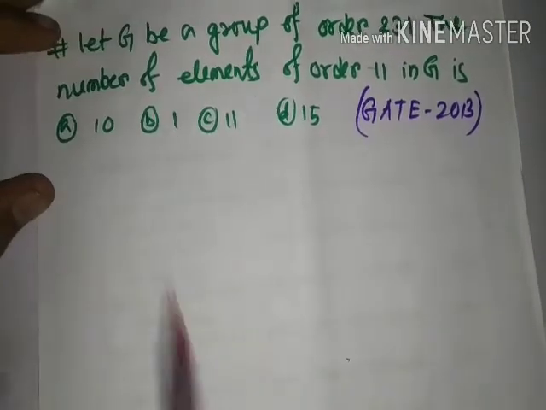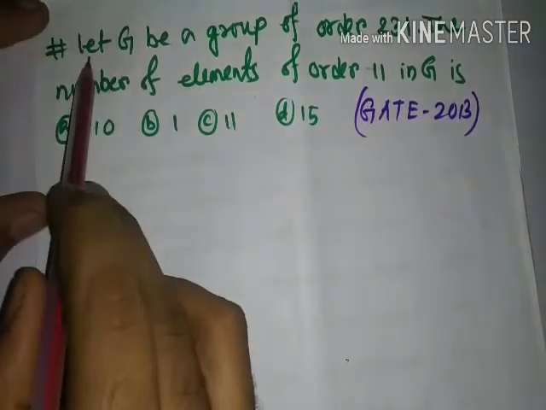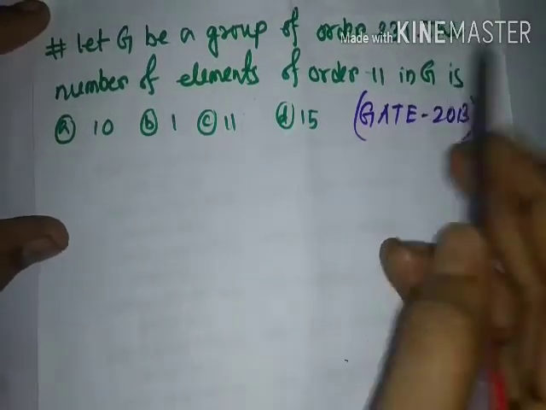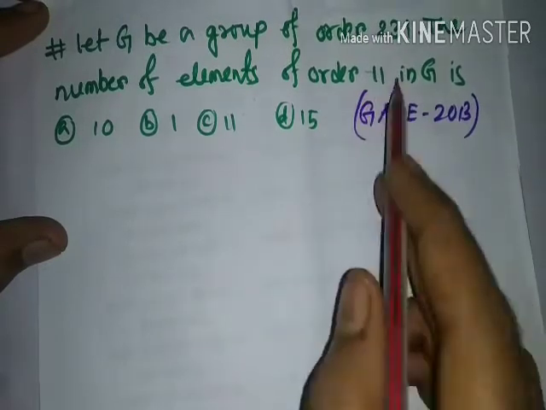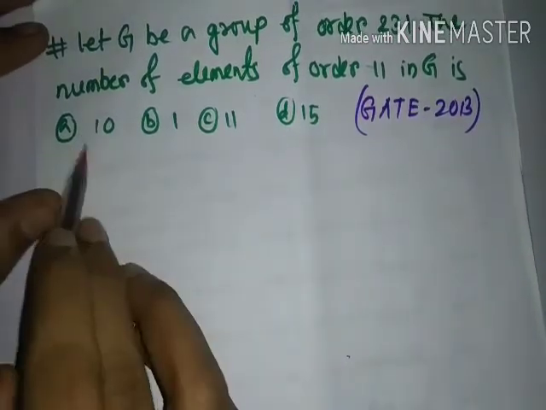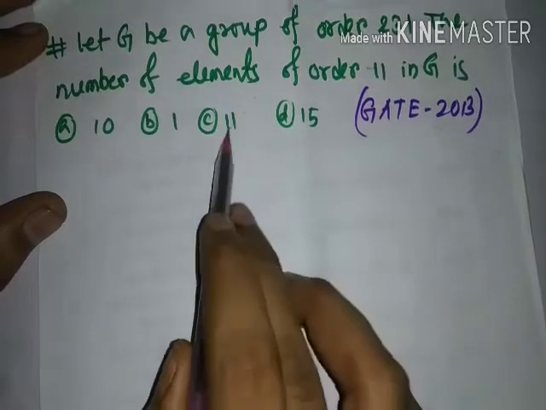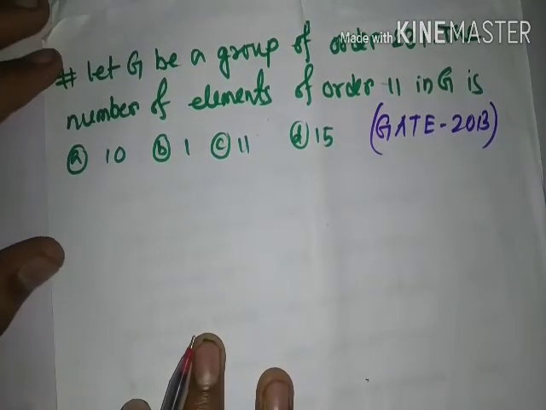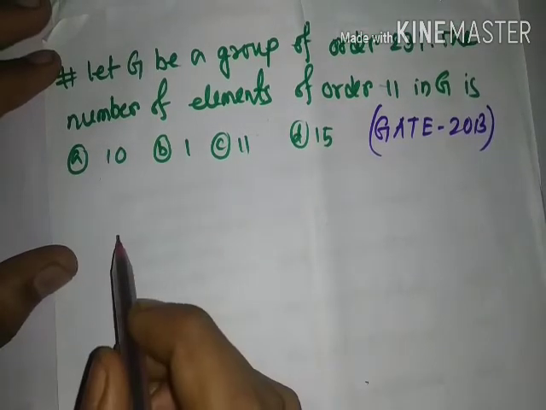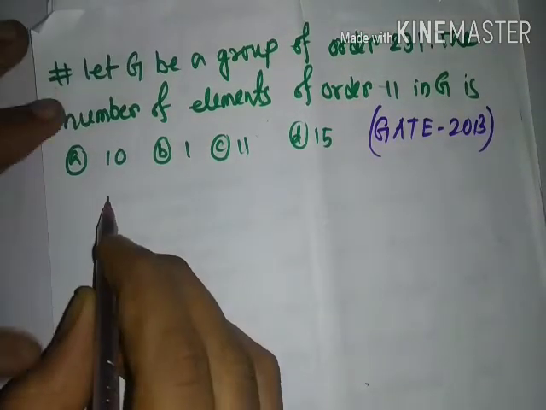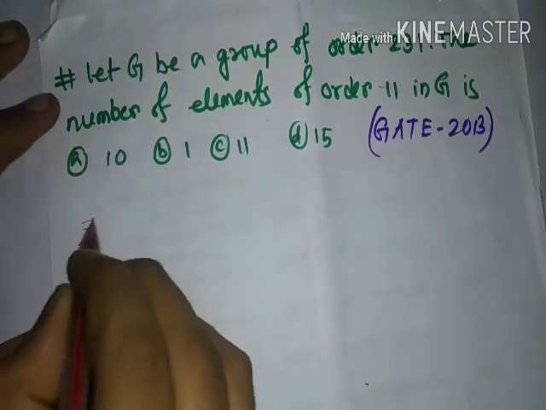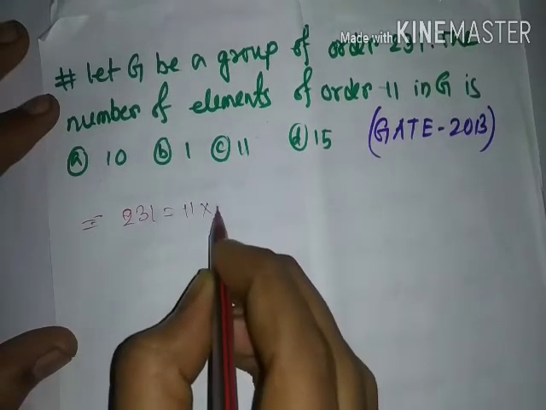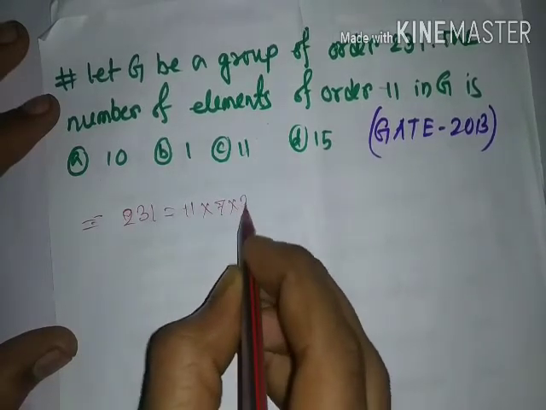This question says, let G be a group of order 231. The number of elements of order 11 in G. First option 10, second 1, third 11, fourth 15. Actually, the group of order 231 is cyclic. Why? 231 can be written as 11 into 7 into 3.